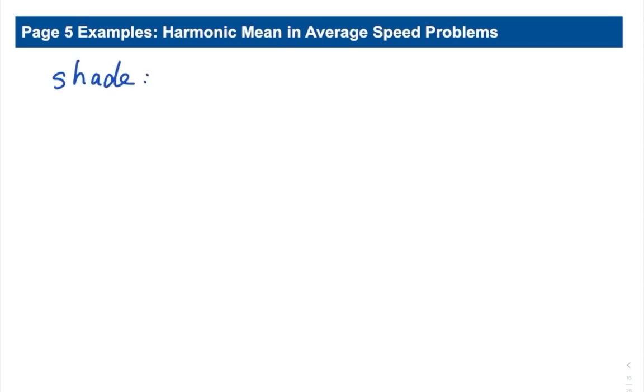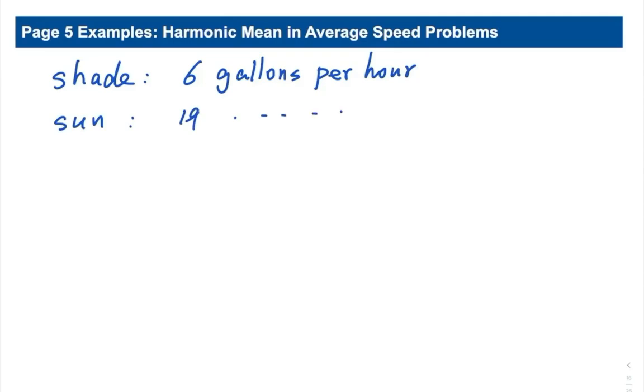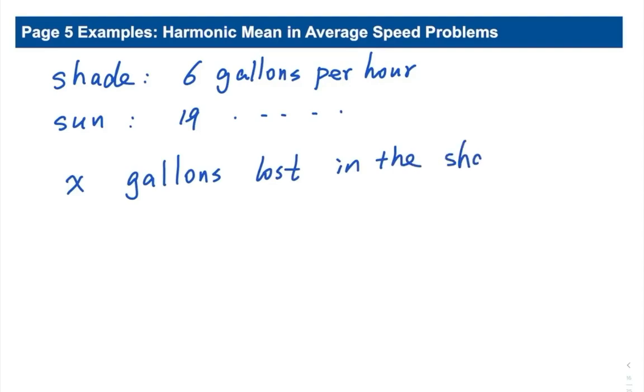In the shade, the loss rate is 6 gallons per hour. In the sun, it's 19 gallons per hour, much bigger. In August, the amount of water lost in the two different situations is the same, but we don't know how much. We can assume X gallons lost in the shade and also in the sun, X gallons each.